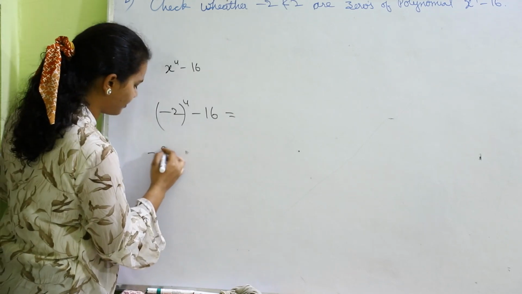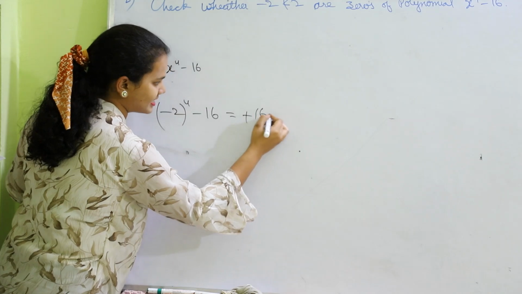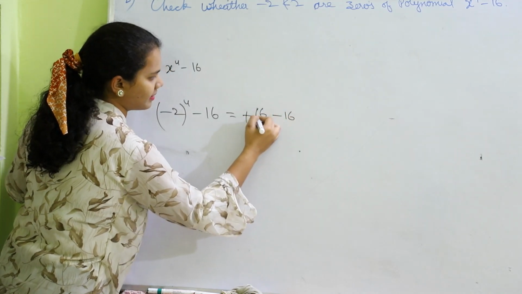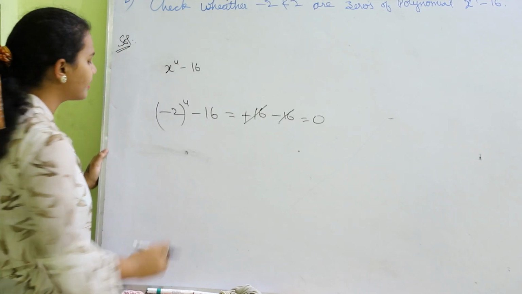Minus 8 into minus 2 plus 16. So plus 16 minus 16, where plus and minus get cancelled, right? So then it would be 0. Clear? This is what happens.